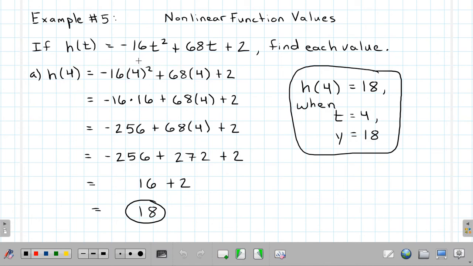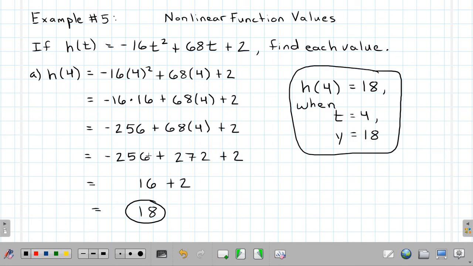Now, just like we've done before in previous sections, whenever I plug in a value or plug into an expression, I always use parentheses. So in this case with the 4, I'm going to put parentheses around it, so it's 4 squared. Here I know it's 68 times 4, okay? So then when I do this, order of operations kicks in, so exponents: 4 squared is 16, okay? Everything else stays the same. Then we do multiplication. Negative 16 times 16 is negative 256. Leave everything else the same. 68 times 4 is 272. Leave everything else the same.